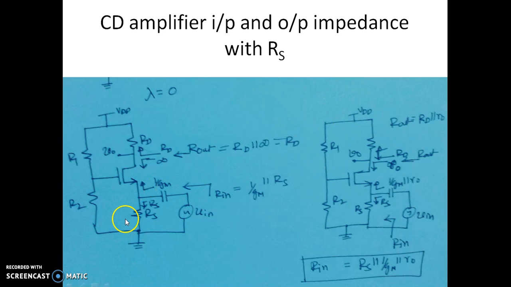Of course, we'll also have a CG amplifier with some resistance which is allowing the current to flow through this. We'll analyze the input and output impedance of this CG amplifier.